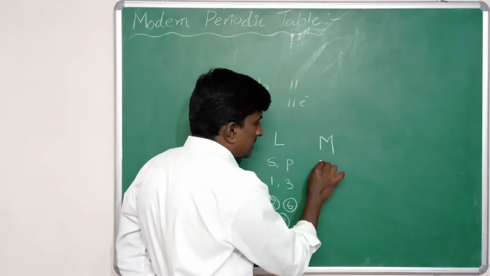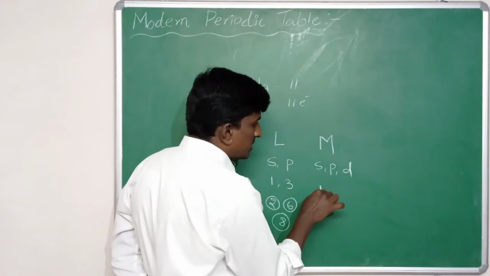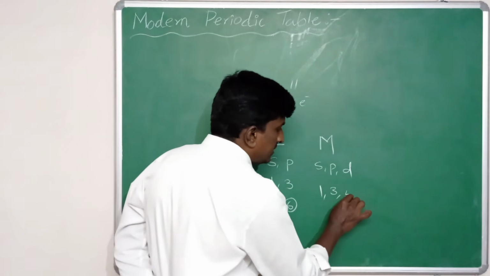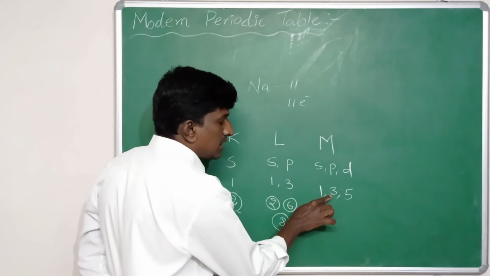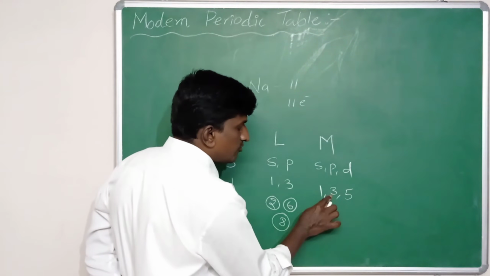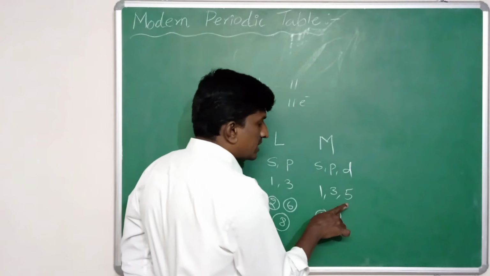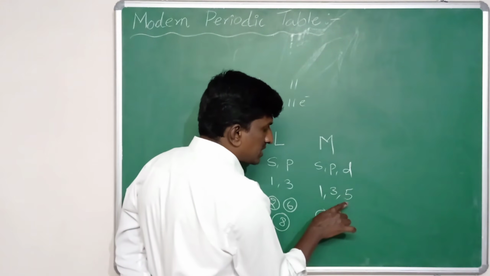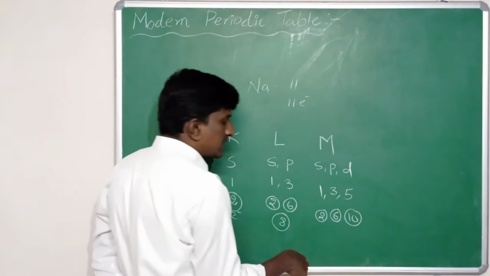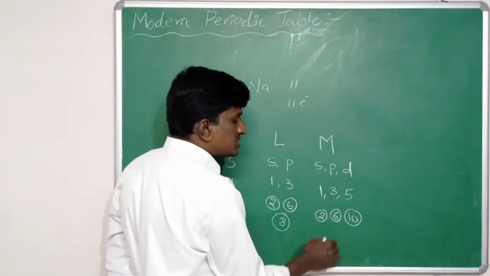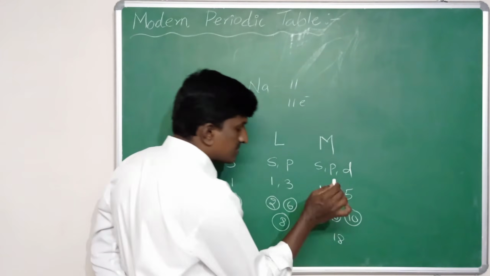Similarly, the M main shell has 3 subshells, S, P, D. S has only 1 orbital, P has 3 orbitals, and D has 5 orbitals. So in S we can fill 2 electrons, and in the P subshell 6 electrons, 3 into 2. In the D subshell 5 orbitals are there and each can hold 2 electrons, so 5 into 2, 10 electrons. How many electrons can we place in the third main shell? That is 2 plus 6 plus 10, 18 electrons.